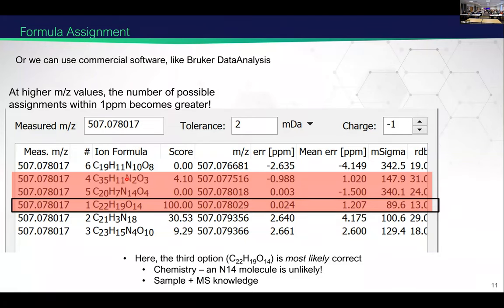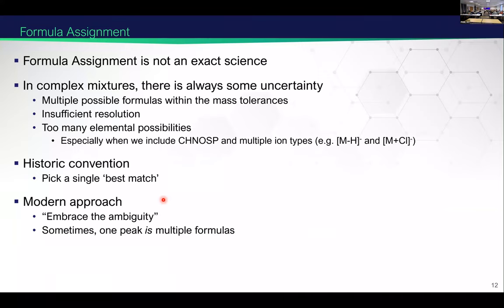So we have two other options, this one at the top and this one at the bottom. Here, it becomes a little bit more subjective. And that's what I mean by there's some level of uncertainty, some level of, I don't want to say hand-wavingness, though I'm hand-waving a lot. We know it's this C22H19O14 species. There's a couple of reasons we know it, but we can make these assignments. So as I said, it's not really exact.